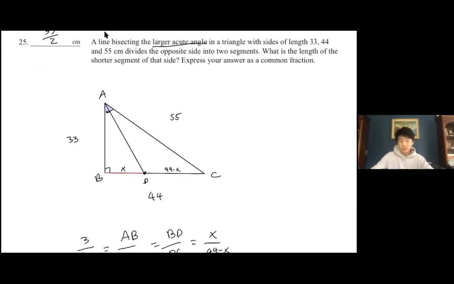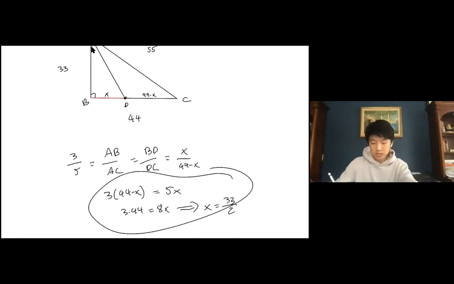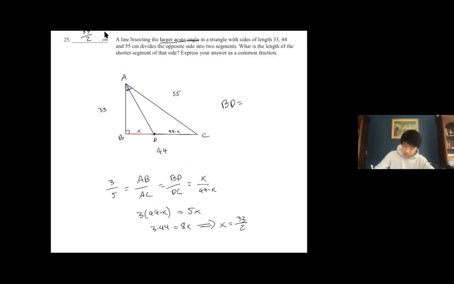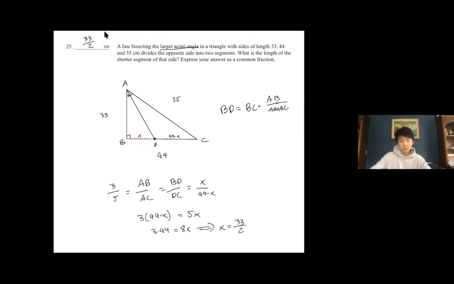More commonly, once you get more experience with the angle bisector theorem, you wouldn't need to do this cross multiplication thing. Usually, the way you do it would just be BD equals BC times AB over AB plus AC. And that gives it to you more directly. You're really just doing this. And so yeah, the answer is 33 over 2, and we are done.